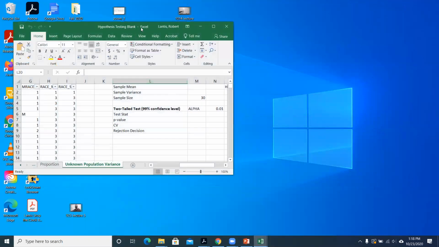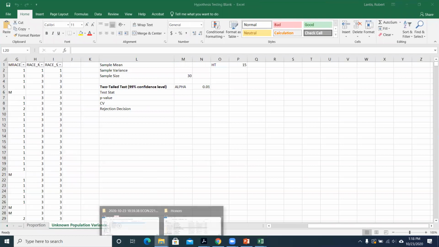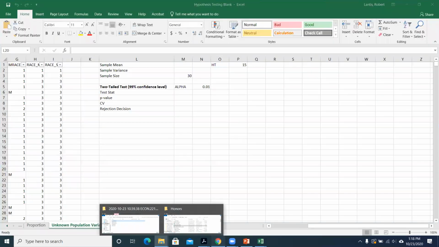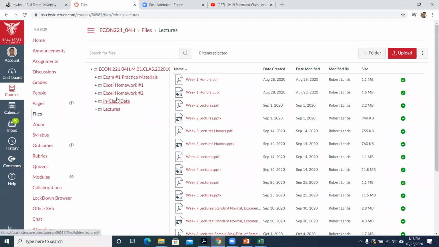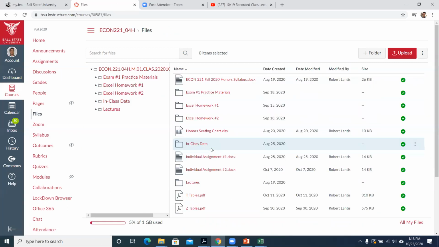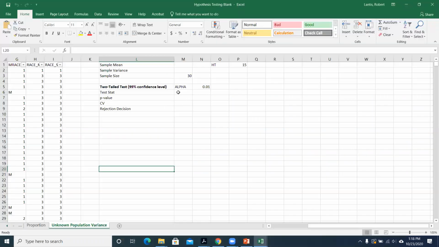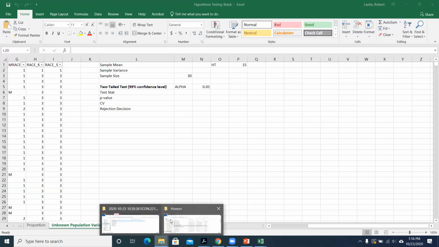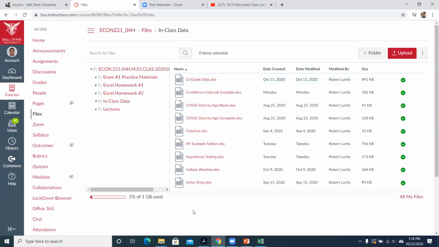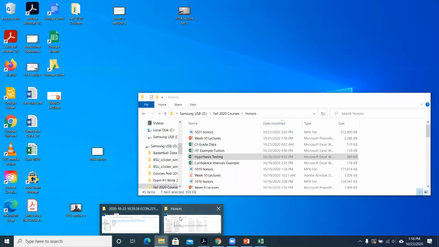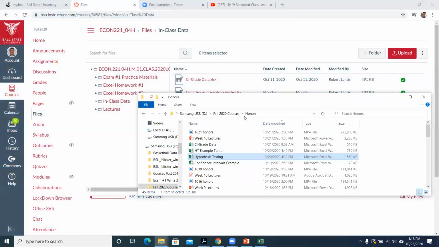I believe you should see 2 files up there. I might have only posted the one, so let's go to in-class data. So look at this hypothesis testing one. I have one that's blank. If you want to work along with that blank one, I'll upload that right now. I just didn't want to confuse anyone about why there was nothing in there.